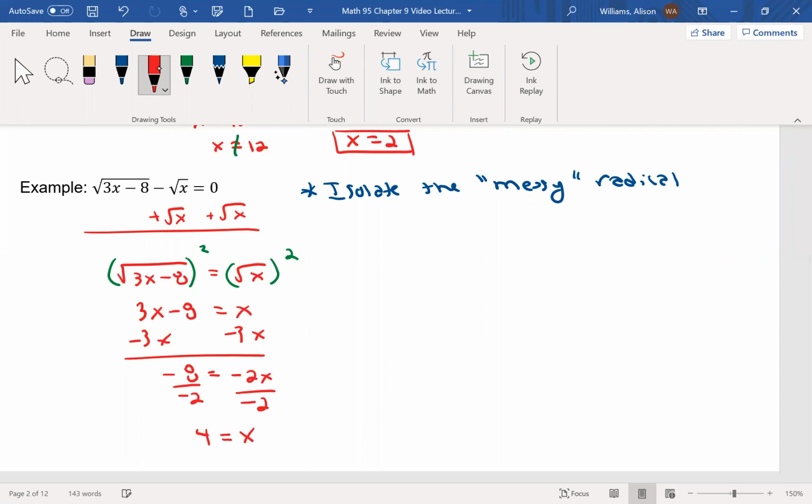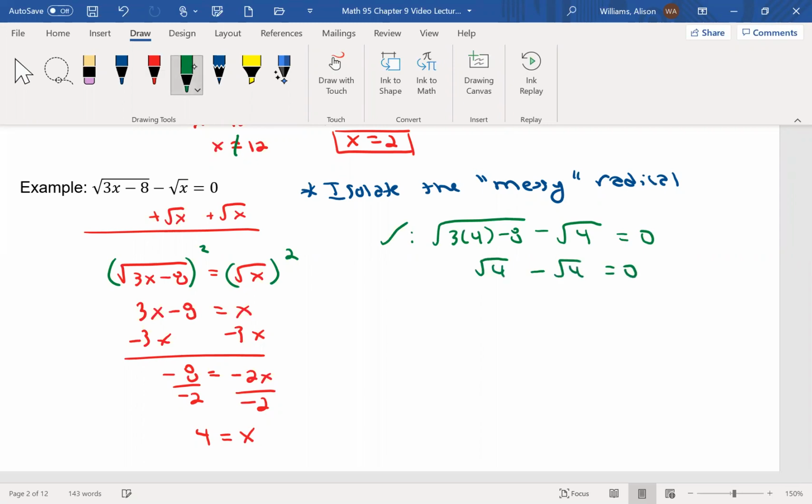And I'm going to check it just to make sure. Okay. So the square root of 3 times 4 minus 8, and then minus the square root of 4. And let's see if that equals 0. Okay, so that's 12 minus 8, which is 4. And yeah, that's going to equal 0. Right? Okay, we're good. Feeling good about that one.